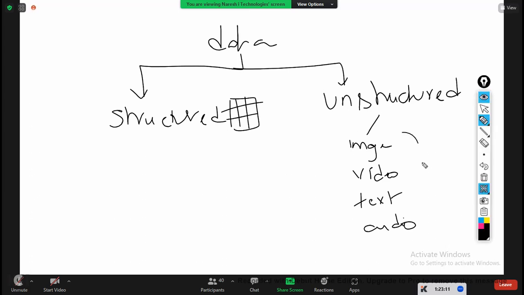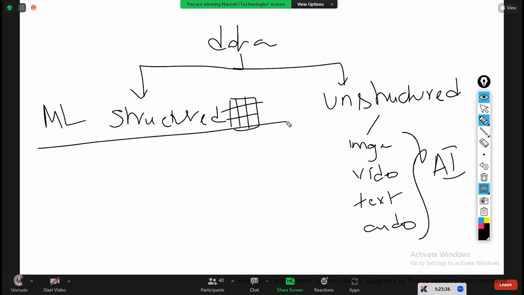For analyzing unstructured data, we have to use AI. Analyzing unstructured data is AI. Analyzing structured data is ML. So ML is used for structured data, and for unstructured data, AI. For all structured data analysis, we are going to use ML.